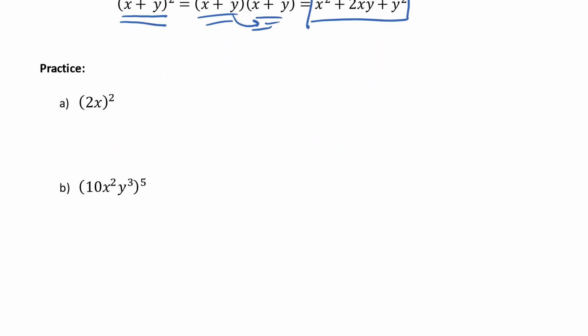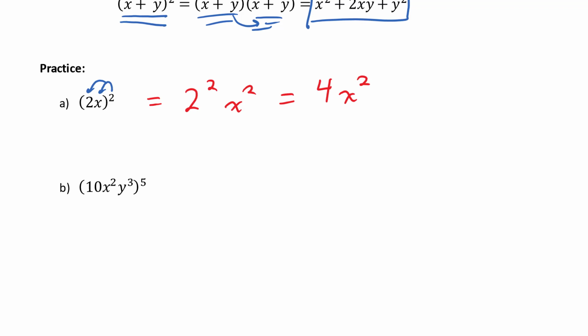Let's do a and b together. Here I have 2x in brackets raised to the exponent 2. Notice the brackets around the 2 and the x. That means the exponent applies to everything. It is one big term because it's all multiplied together. Therefore, I can do this. This gives me 2 squared, x squared, 4x squared.